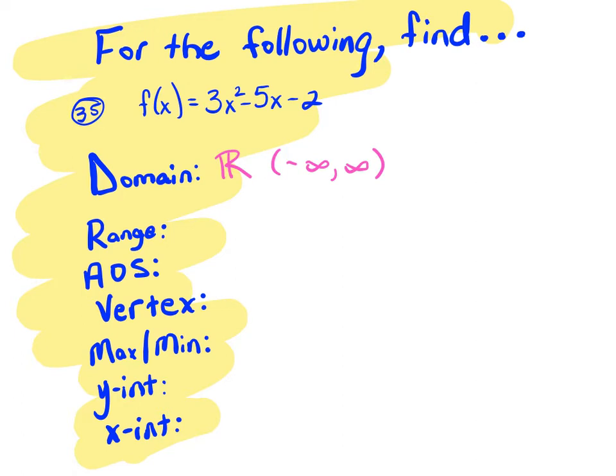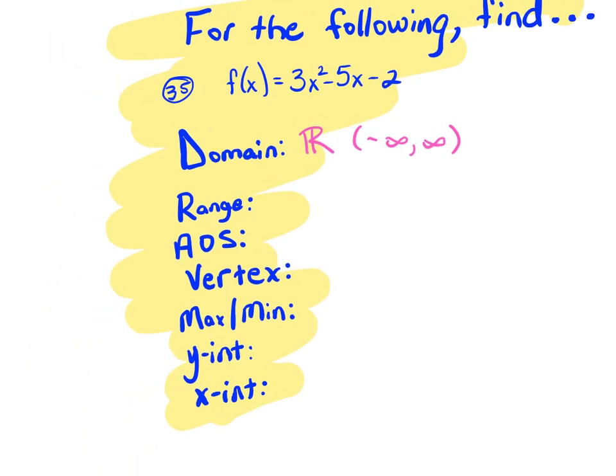Let's skip our range for now and go to our axis of symmetry. How do we find the axis of symmetry here? Negative b over 2a. So what's our b? Negative 5. So this would become positive 5 on top. And then 2 times 3 would be 6. So our axis of symmetry is x equals 5 over 6. Remember, axis of symmetry is a vertical line, so we need that x equals.